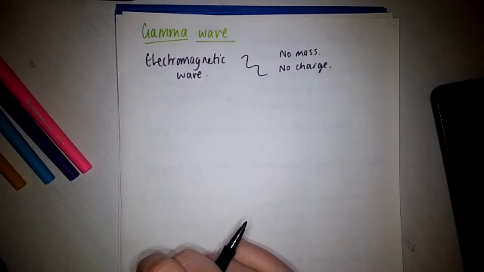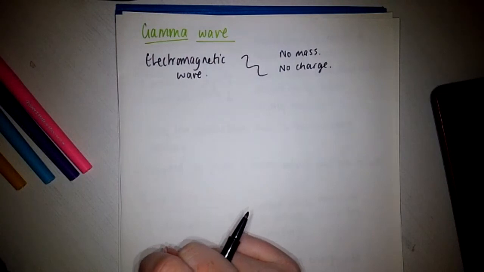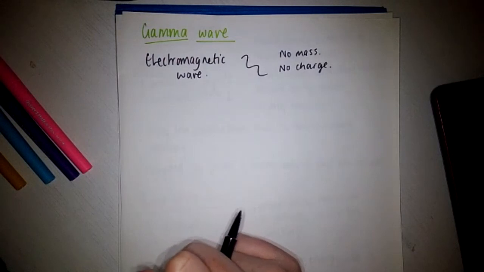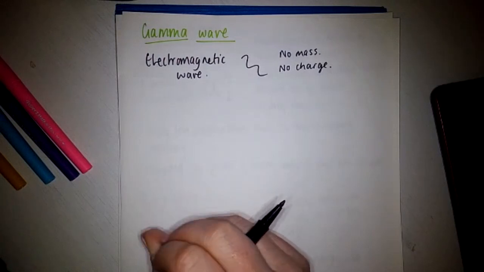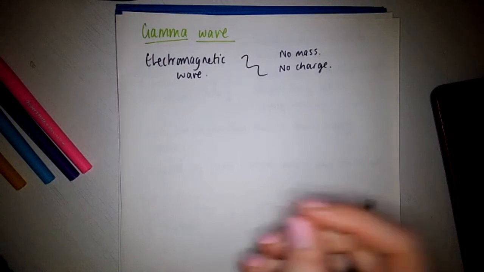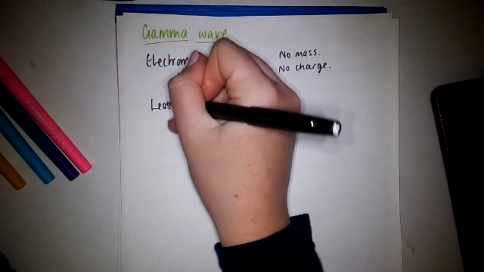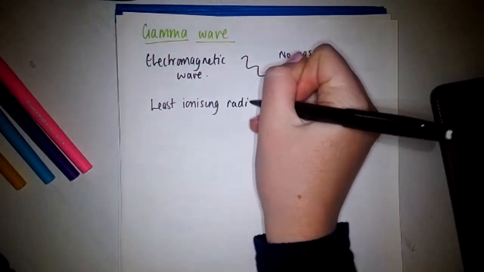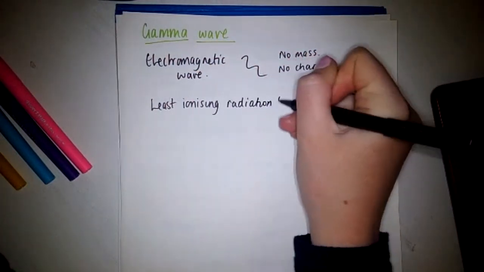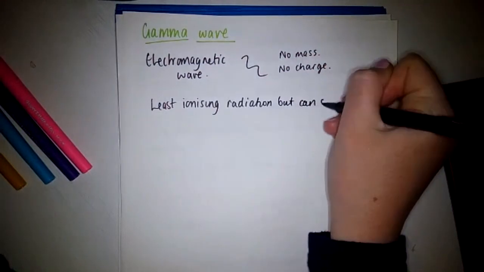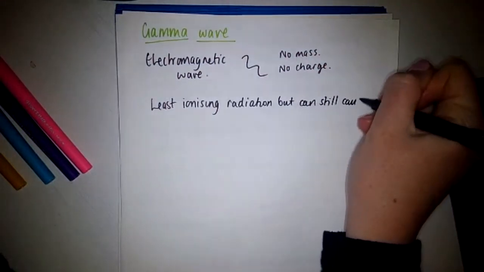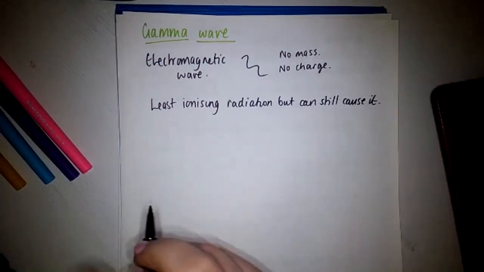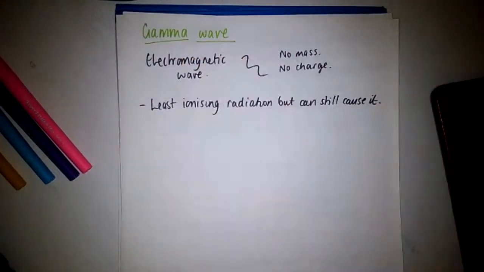So gamma waves are the least ionizing because they have no mass, they've got no charge, but because they've still got energy, they can still cause ionization. They will still cause ionization, but it's just the least ionizing. So least ionizing radiation, but can still cause it. Okay, so the least ionizing but can still cause it.